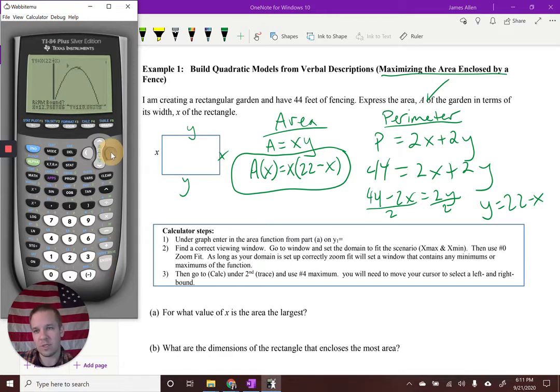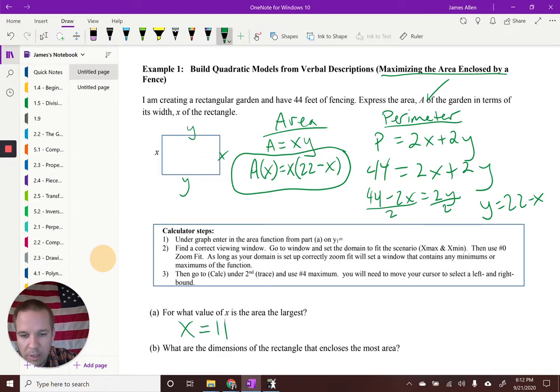Arrow over, and this should be a bit of review with our calculator. And then arrow up to the top, always moving left and right here, because moving the up and down arrows actually toggles between different graphs if you have multiple functions in here. If I hit enter, I get a maximum of 10.9, so we're saying 11, and then our y value is 121. So x equals 11, and then it says, what are the dimensions of the rectangle?